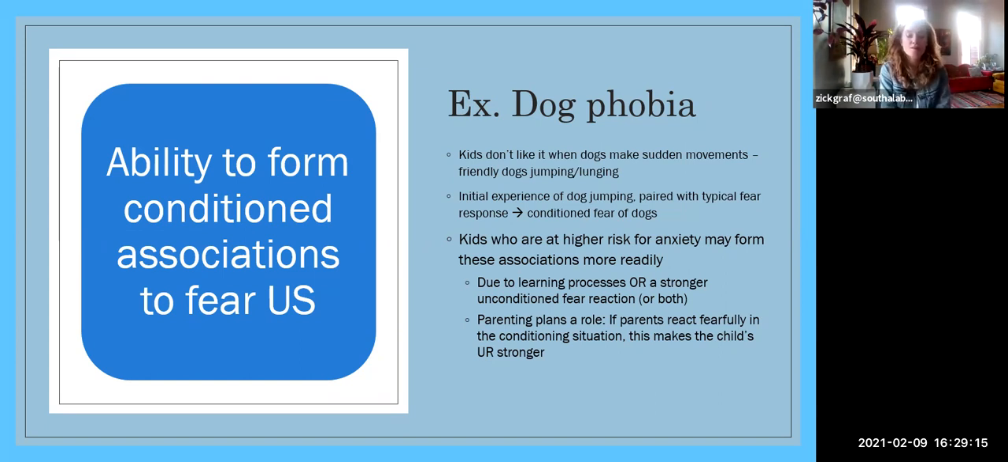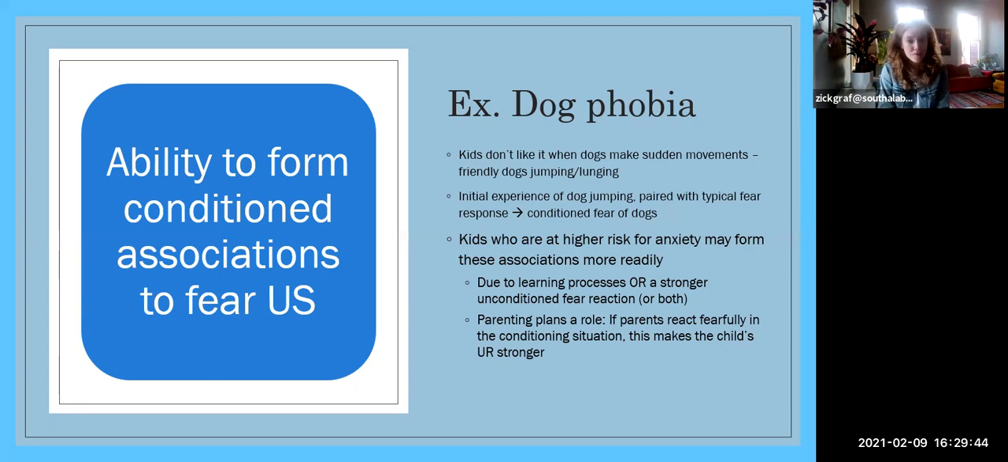Or it could be because the child with more biological predisposition to anxiety had a stronger unconditioned fear response. And the strength of that response was maybe equivalent to the strength of the response that a typical kid, or a kid with less biological predisposition, would have to a more dangerous interaction. And parenting can play a role here too. So the way that parents react to stressful or scary things that happen to their kids informs how scared their child gets in that situation.